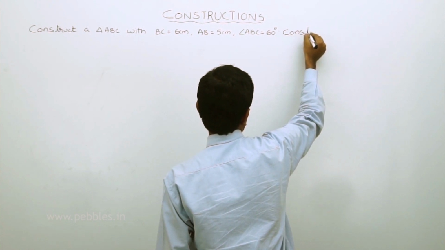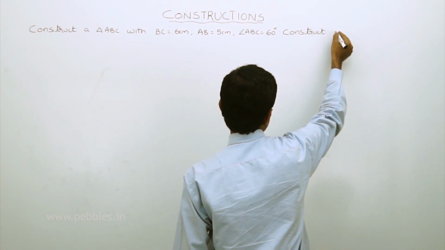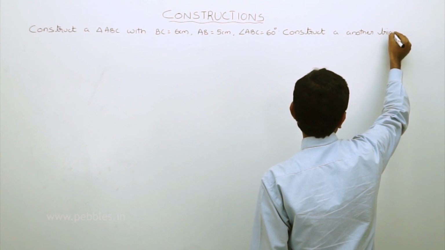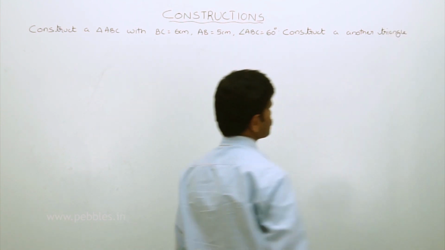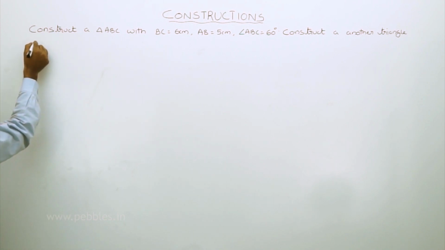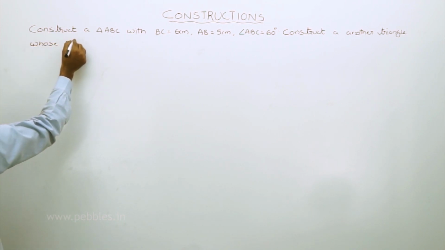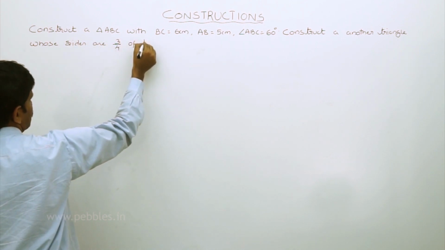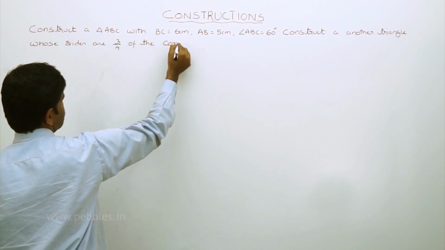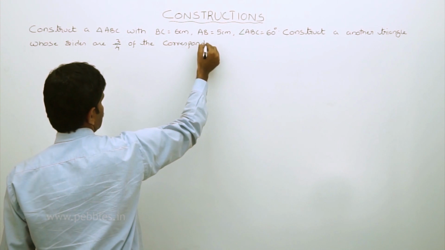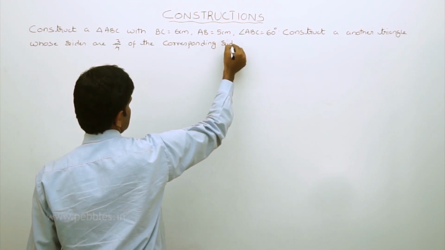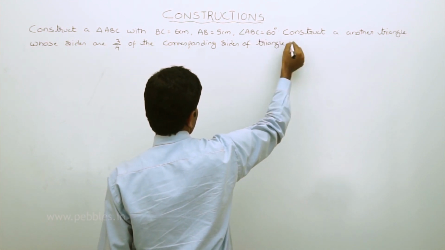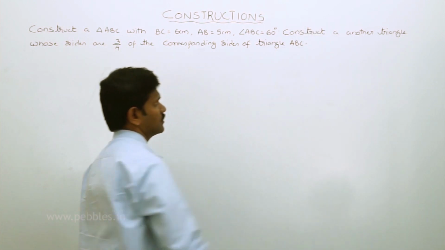Construct another triangle whose sides are 3/4 of the corresponding sides of triangle ABC.